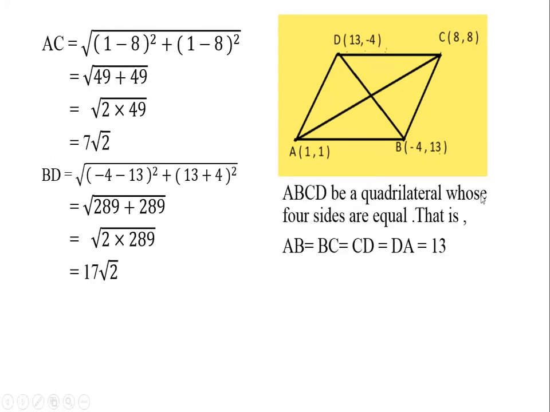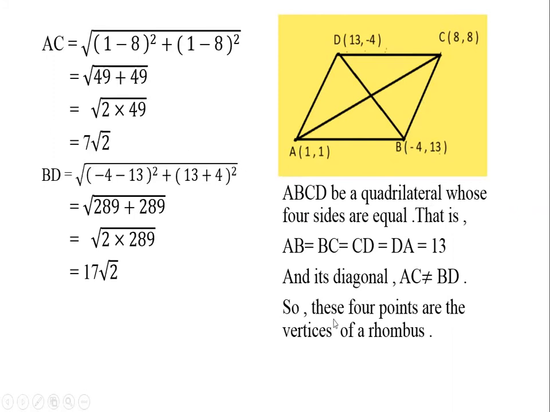ABCD is a quadrilateral whose four sides are equal. Here AB equal to BC equal to CD equal to DA equal to 13, and its diagonal AC not equal to BD. So finally we can say these 4 points are the vertices of a rhombus.